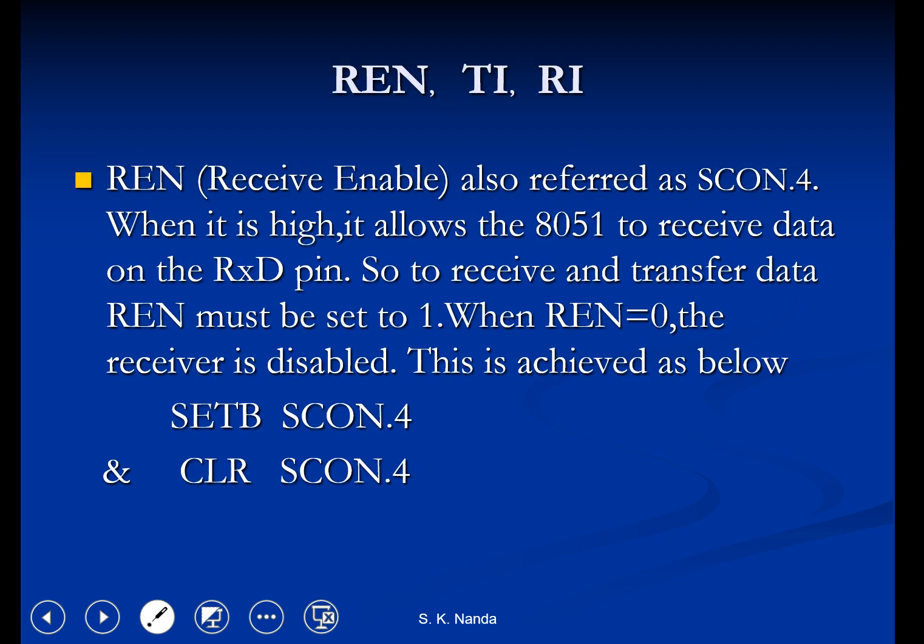Then REN, TI, RI, which we just saw, are also referred to as SCON.4 for REN. When it is high, it allows the 8051 to receive data on the reception pin. So to receive and transfer data, REN, that is receive enable, must be set to 1. When REN is 0, the receiver is disabled. It is achieved by the instructions SETB SCON.4 and CLR SCON.4, that is, setting and clearing it. So these instructions are used there.